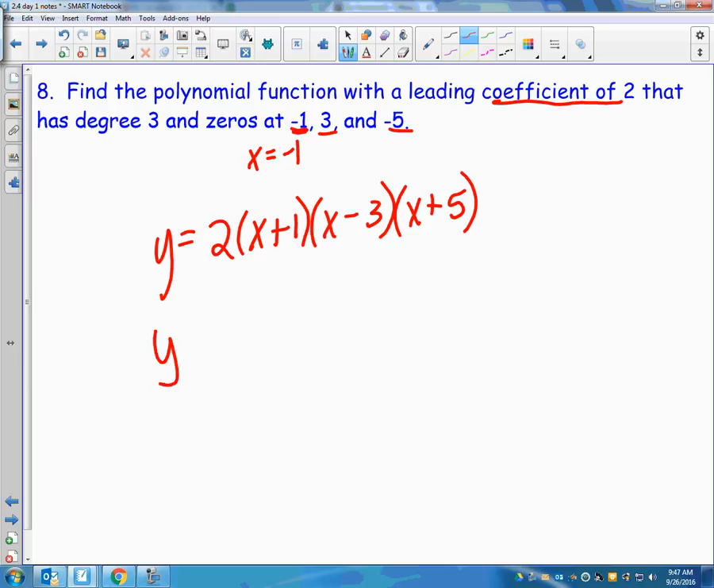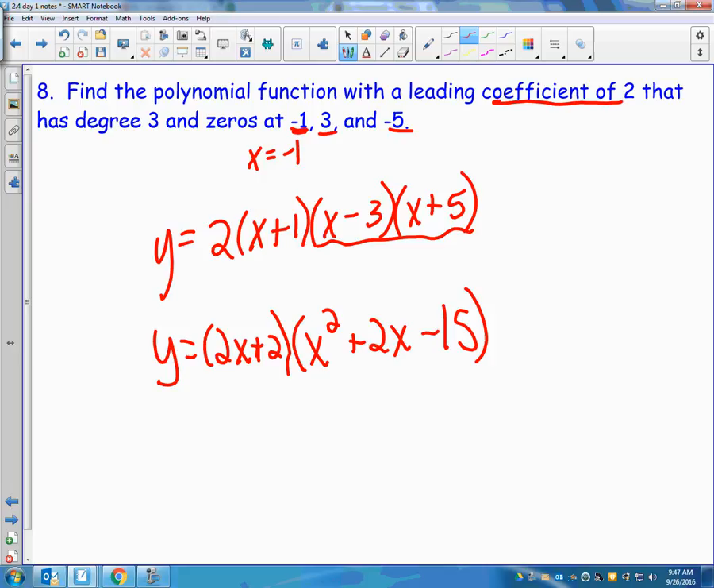It really doesn't matter in what order you do this in, so I'm going to just say 2x plus 1. Yeah, just kidding. 2x plus 2. And then I'm going to multiply these two out together. Can I do that? So I'm going to FOIL that. I'm going to get x squared, and I'm going to do that in my head. 5x minus 3x gives me plus 2x in the middle, and then minus 15.